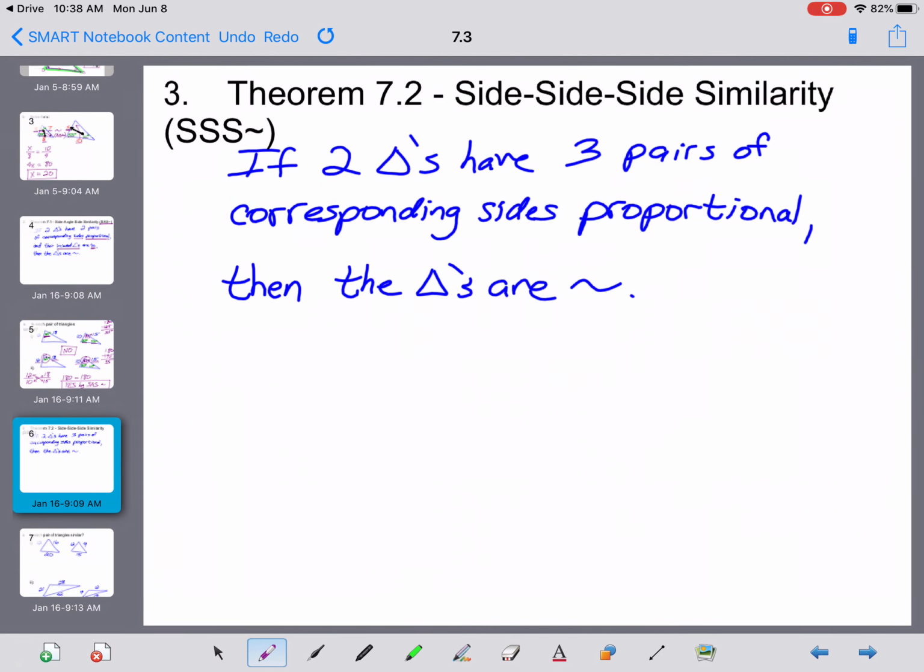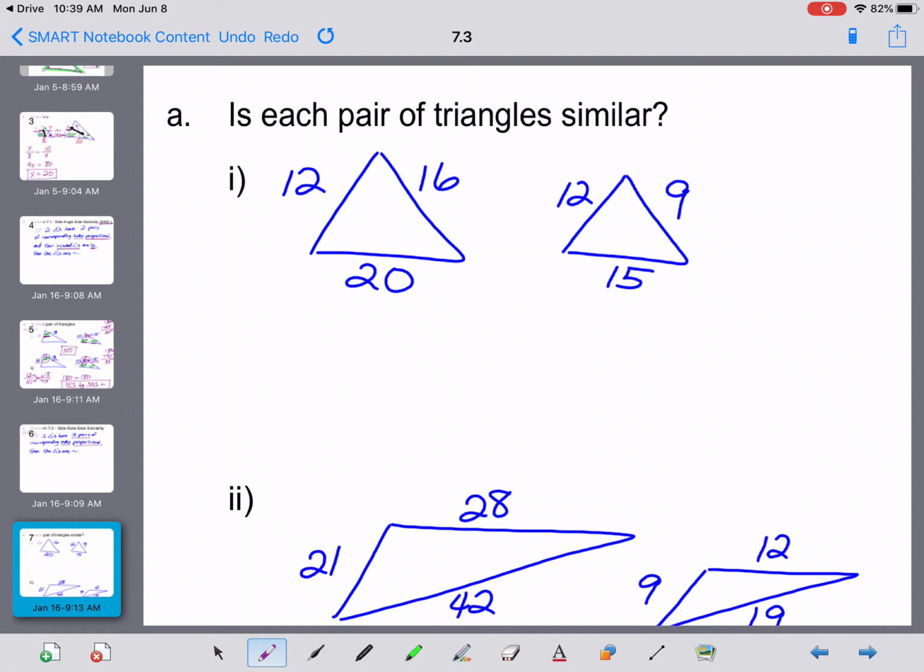All right, and our last theorem here of this section, theorem 7.2, this is side-side-side similarity. And you could probably figure this out just based on the name. If two triangles have three pairs this time, three pairs of corresponding sides that are proportional, then those two triangles have to be similar. So this one says nothing at all about angles being congruent. It only deals with the proportionality of all three sides. So let's take a look at two examples right here.